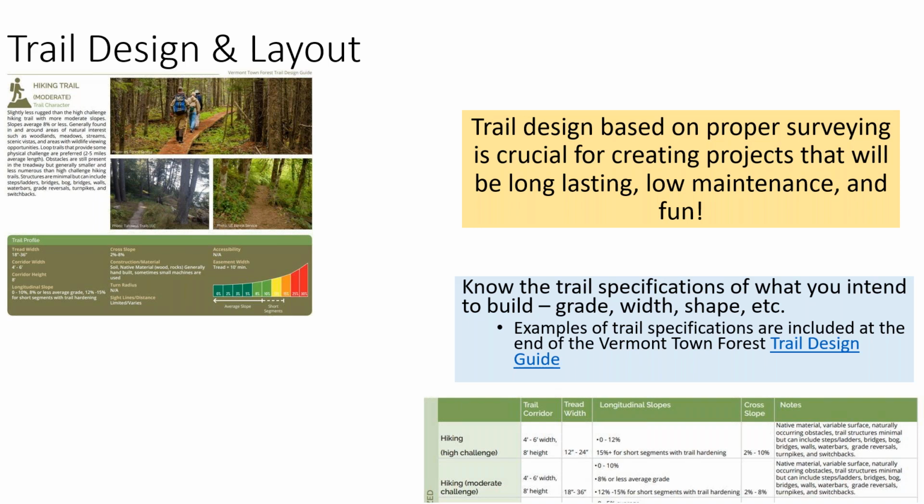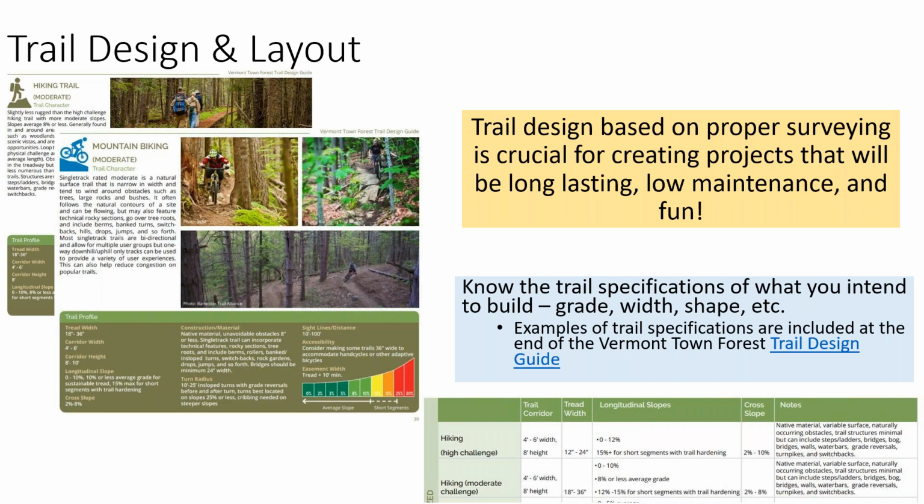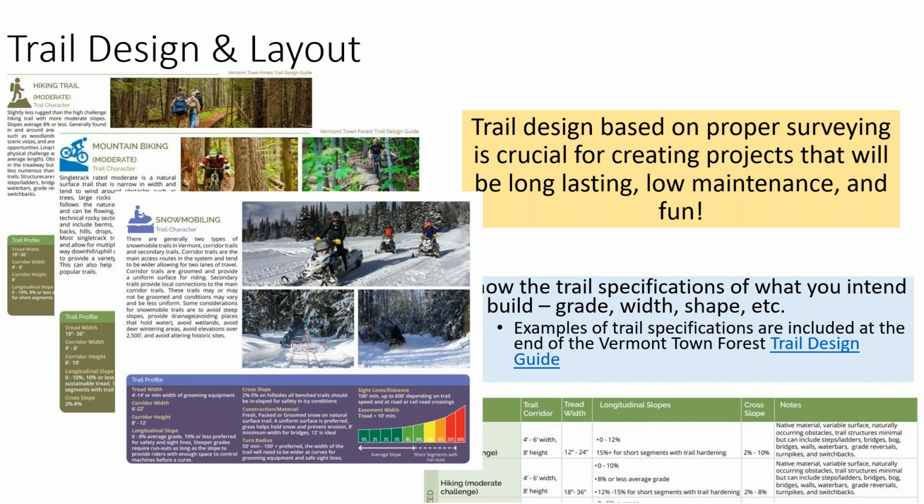I just screenshotted a handful. They have, I want to say, at least 10 different trail specifications. So for instance, this is hiking trail moderate, mountain biking moderate, and they also have information on motorized. So here's an example of the snowmobiling.